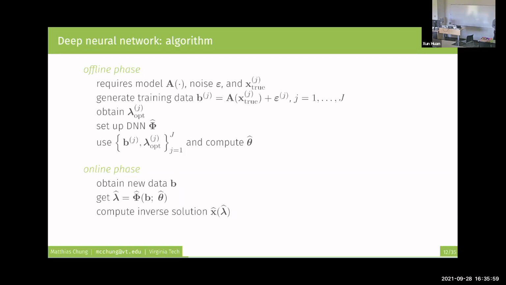Now I use this set to compute the parameters in my neural network. This is all in the offline stage. In the online stage, all I need to do is a forward propagation of my network. I plug in my new B, whatever image you have, and I know what the regularization parameter lambda is. That means I have a mapping, a function. For every new data set I get a new lambda, which is better than just getting one lambda for all problems. Then, given that lambda, I still use my physical model to invert.